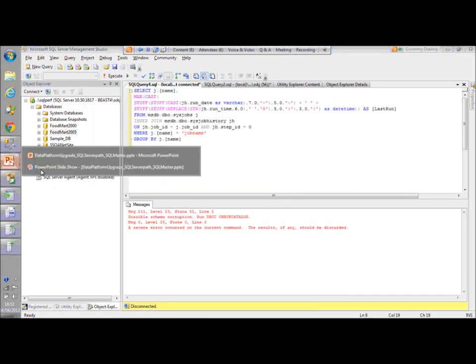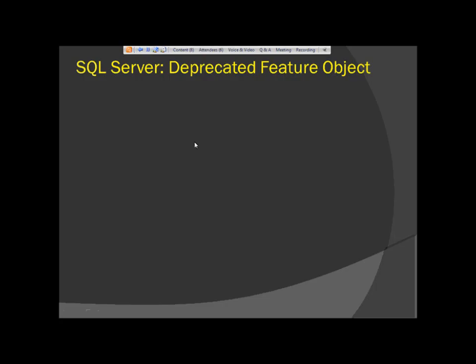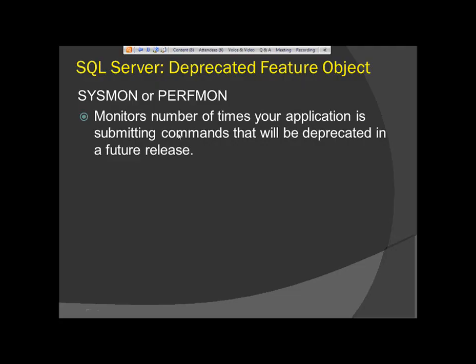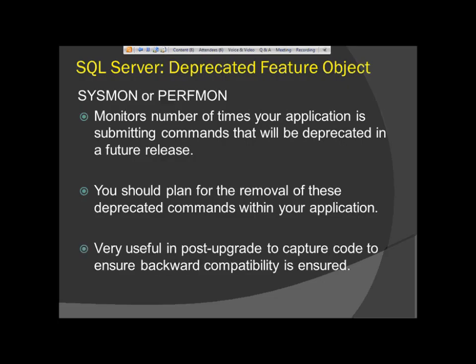Once I come back to my show here, there is another feature called deprecated features, because the new, higher version always has certain features that are deprecated. Deprecated means certain features are supported in the existing higher version, but will be removed from future releases of SQL Server. So you could use your sysmon or perfmon tool to capture that, because it monitors the number of times your application is running any deprecated features. So you can plan now, because this feature is deprecated, you can plan developing that and use the new features that have been documented, and it's very useful after the post upgrade.